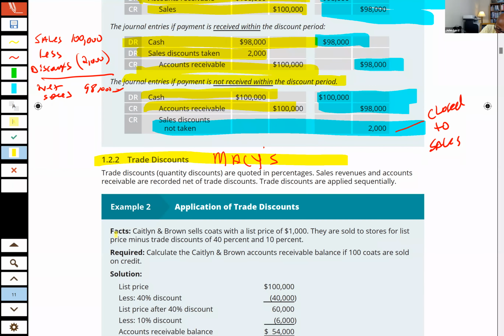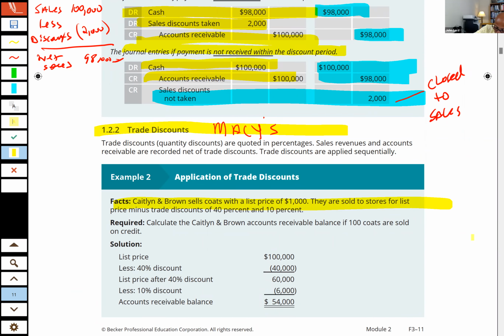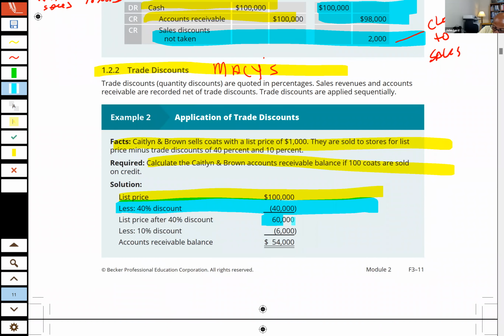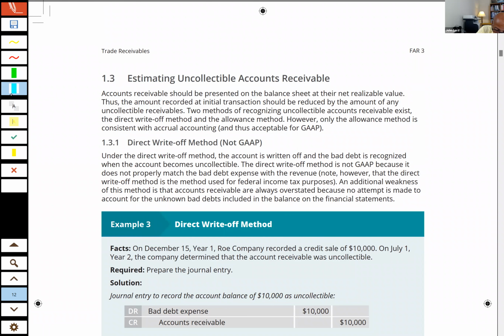So let's just look at this example, okay? We have these coats and they're going to sell them, 1,000 each coat, 100 coats, 1,000 times 100 is 100,000. They take a 40% discount off the original price. That brings the price down to 60,000. And then that second discount is taken on the already discounted price, so it's 54,000. Okay. Sometimes students will ask me, why did they do it? Take them in two pieces. That's the whole point of this example, right? You take them in two pieces.